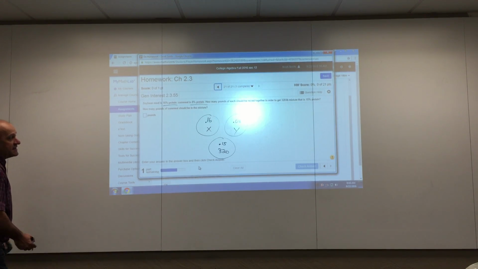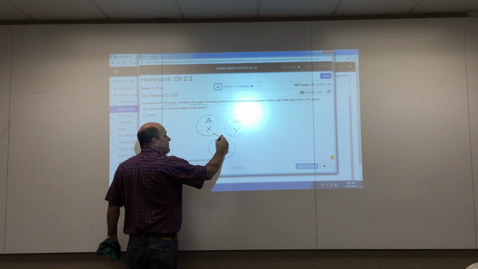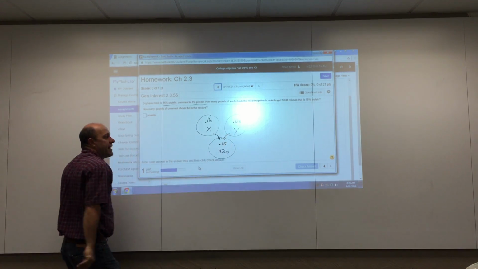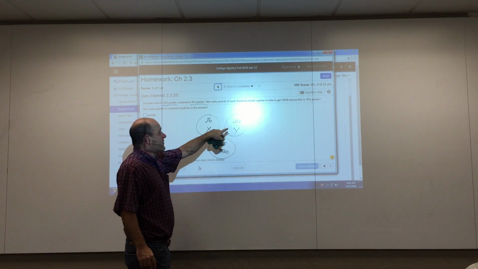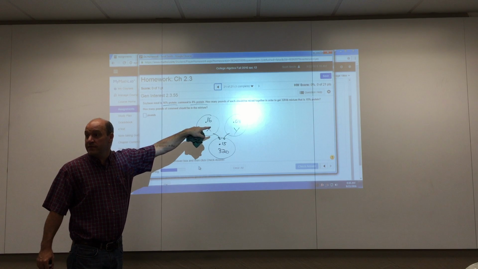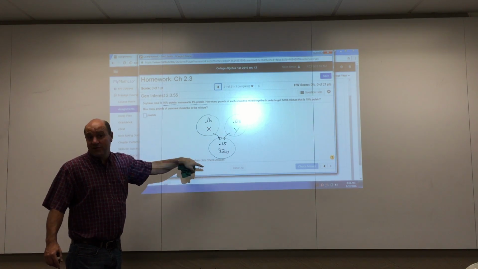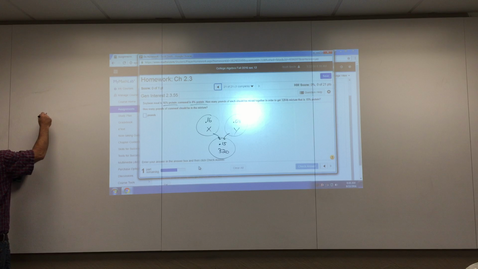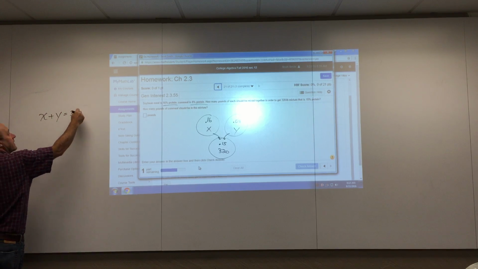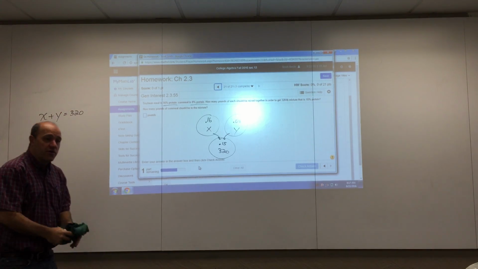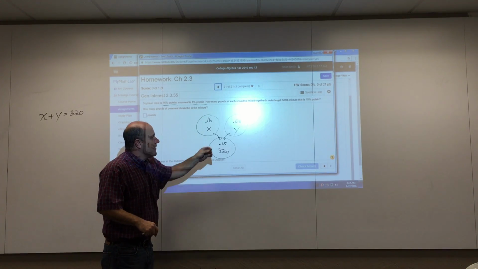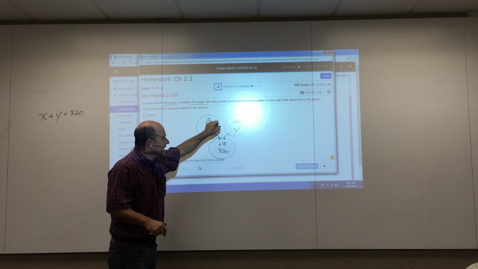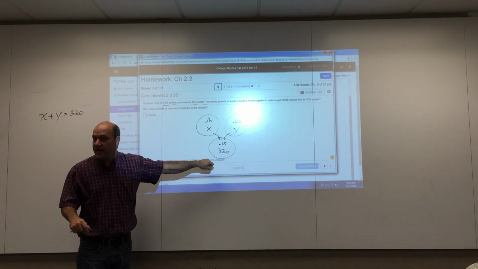From this picture, I'm mixing these two guys into this final batch. First off, just think about the amounts. Whatever amount this is and whatever amount this is, they've got to add up to 320. So that's one equation: X plus Y equals 320. And then the other equation is when you do the actual mixing, you take the percent times the amount, add them together to get this final percent times this final amount.